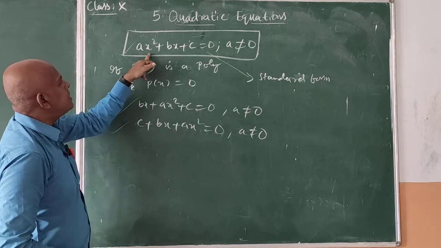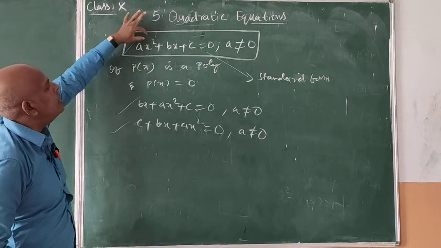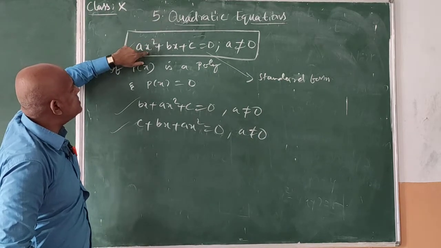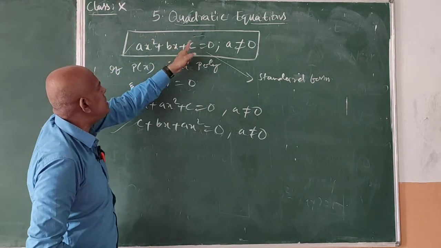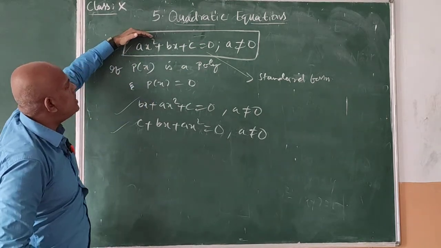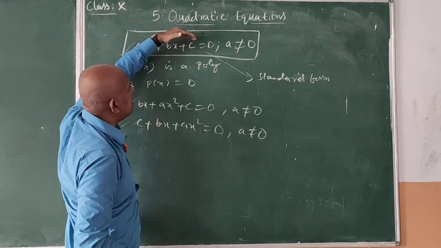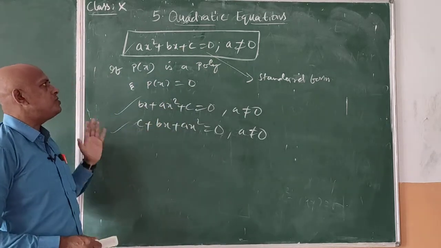The order of the degree of the terms is in descending order. This term's degree is 2, this term's degree is 1, this term's degree is 0. 2, 1, 0. When the order of the degree is in descending order, then that is called the standard form of quadratic equation. That is what you have to understand here.